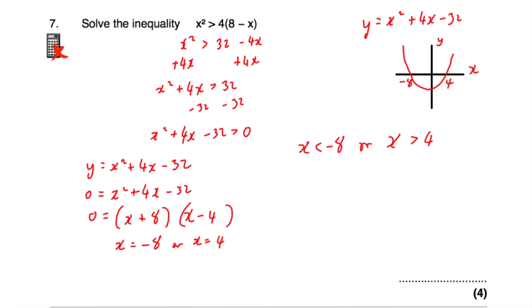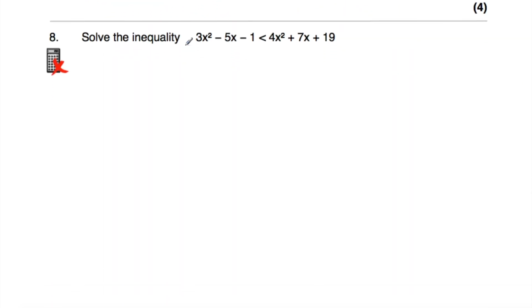Okay, let's look at our next question, question number 8. Okay, so question number 8, this looks a bit more complicated. We've got solve the inequality 3x squared minus 5x minus 1 is smaller than 4x squared plus 7x plus 19. So here we've got quadratics on both sides.